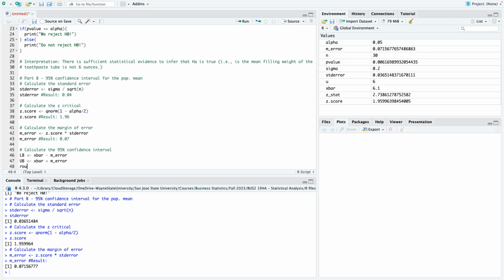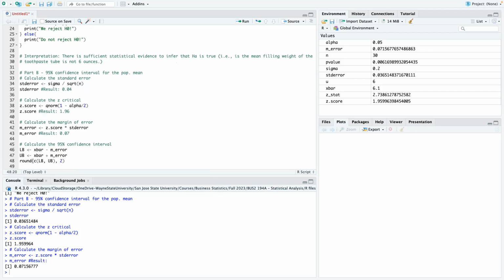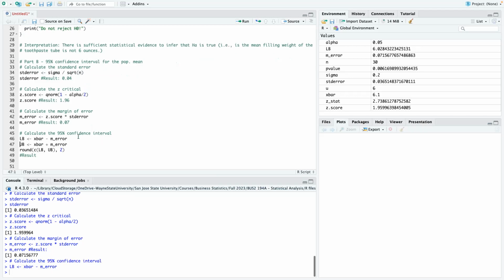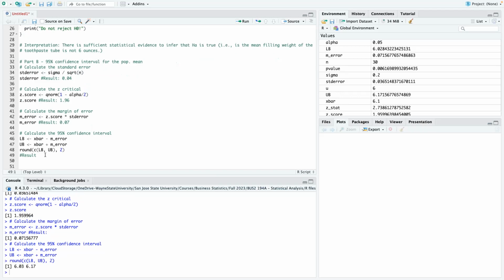I want to make sure we round our answers to 2 decimal places. So this here helps us to round it, the round function. And then all I would just do is put the result down here. So let's run this last part. Sweet. So you can see that our lower bound is 6.03 and upper bound is 6.17, right? You can see that there.